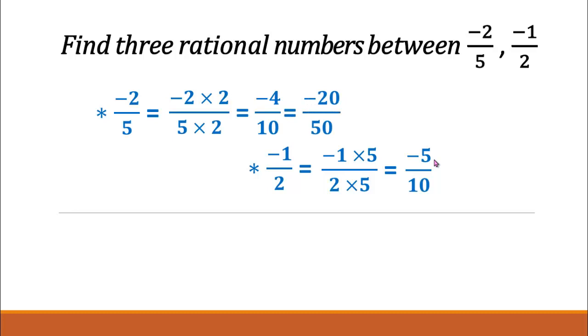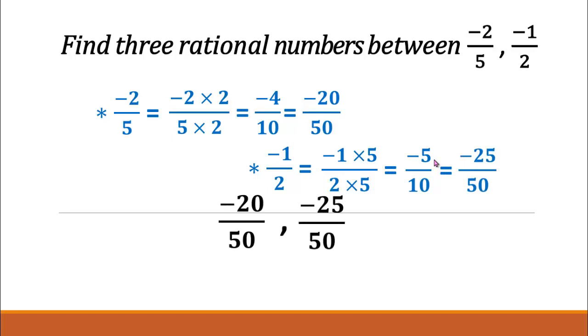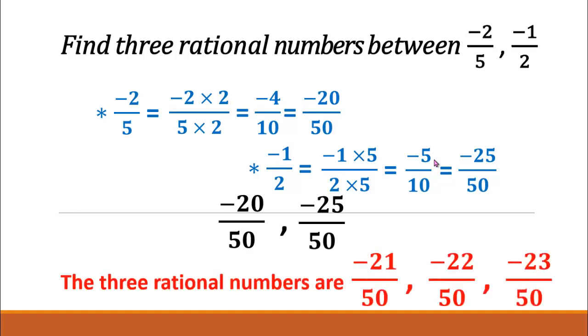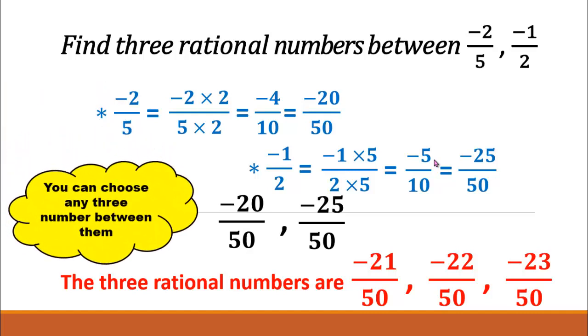I will multiply by 5 to have negative 20 over 50. And also for the other fraction, I'm going to multiply by 5, and now it's negative 25 over 50. Here are my two new rational numbers, and I want to find three rational numbers between them. The three rational numbers are negative 21 over 50, negative 22 over 50, and negative 23 over 50. Remember that you can always choose any three rational numbers included between them. It's not a must to choose those that I have chosen.